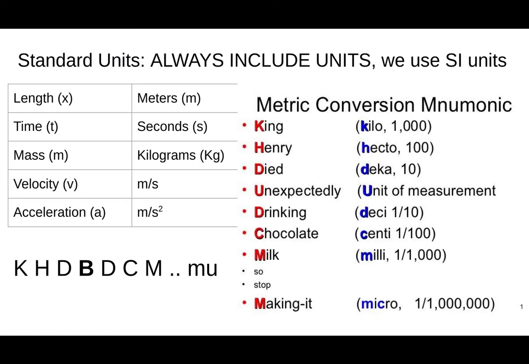And this is just to help you remember conversion factors, right? The king is for kilo, the H is for hecto, D is for deca, etc. The ones that you're going to use the most are the kilo, the centi, and the milli. And then basically every time you move, you're adding a zero or you're moving the decimal place in that direction.